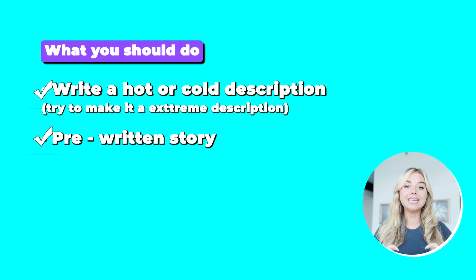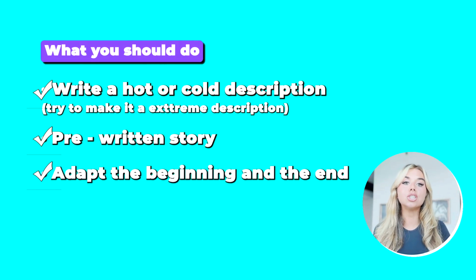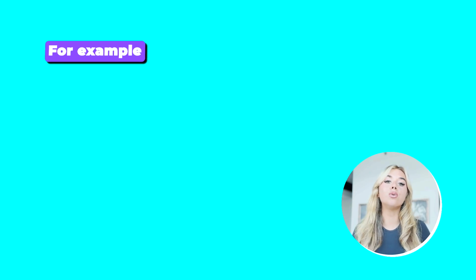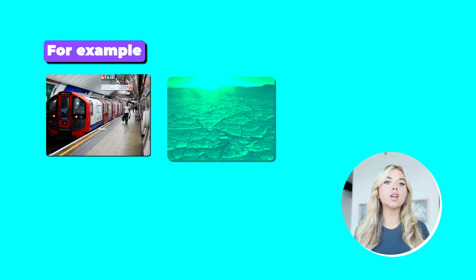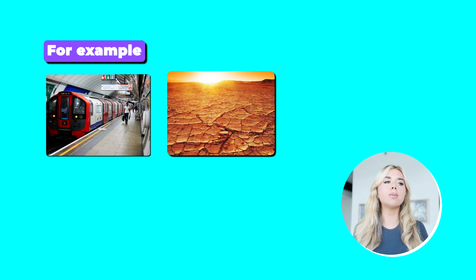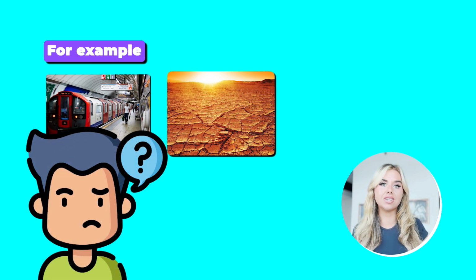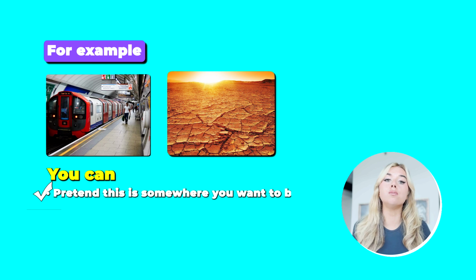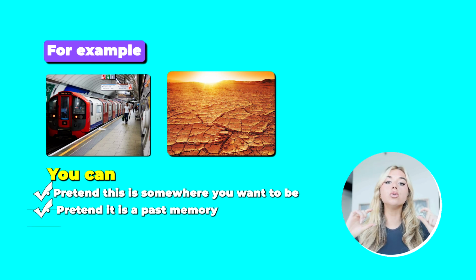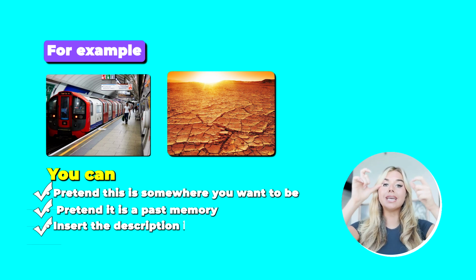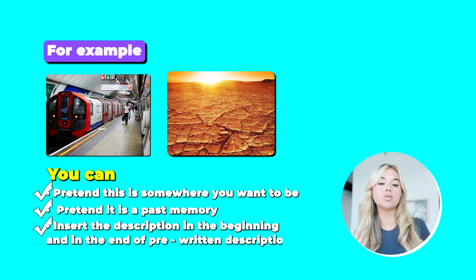And then what you wanna do based on either your hot or cold description or your pre-written story is you want to adapt the beginning and the end to fit the picture that you're given or the prompt you're given. Let's say, for example, the photo is like a tube and you've done a description of something really hot. So you're probably thinking, how am I going to adapt it? Because you've done it about a desert and this definitely doesn't link. So you can actually pretend that's something you want to be, or maybe it was a past memory. And what you want to do is you want to insert the description in the beginning and in the end of your pre-written description or story. And that way, it's a nice way you can link it all together.